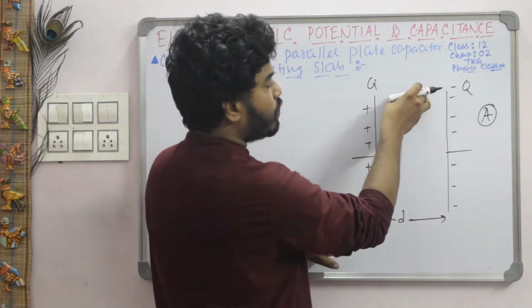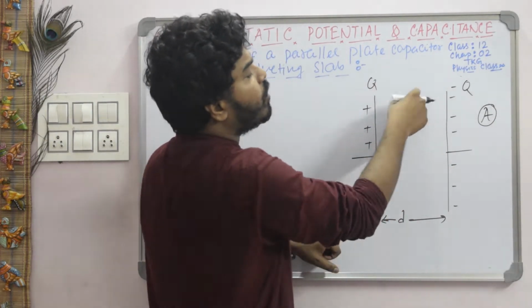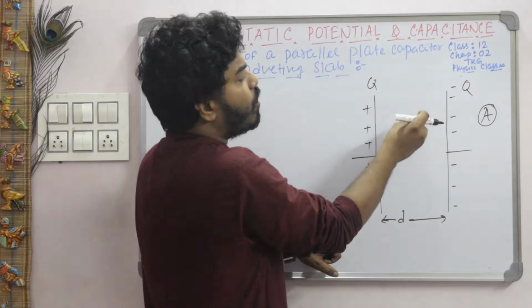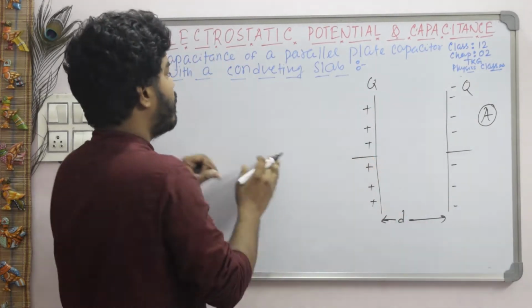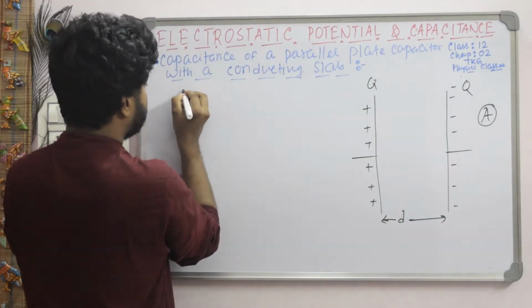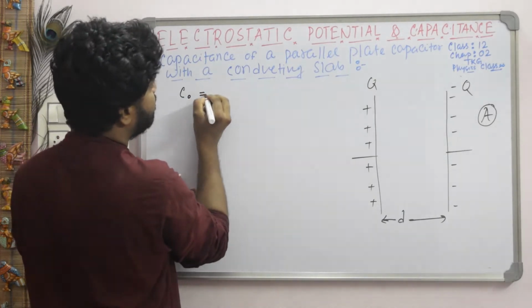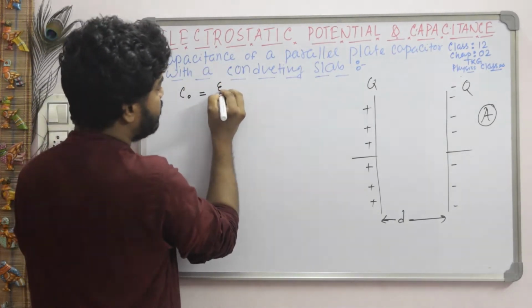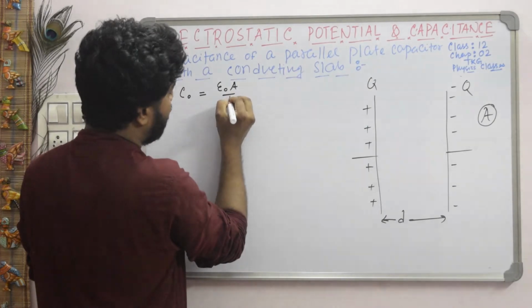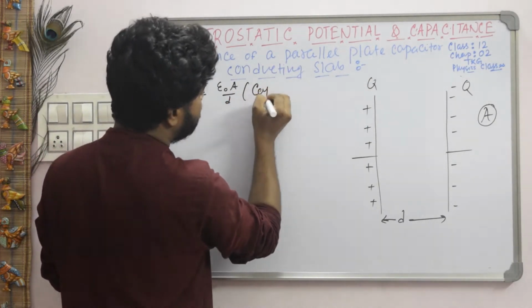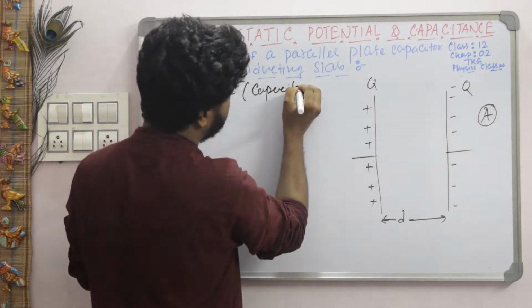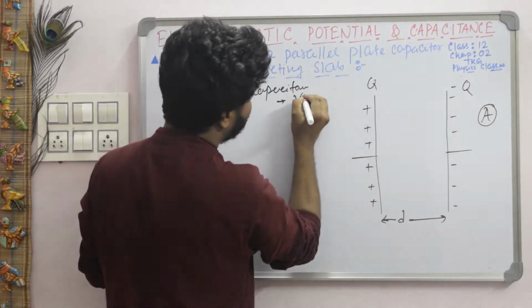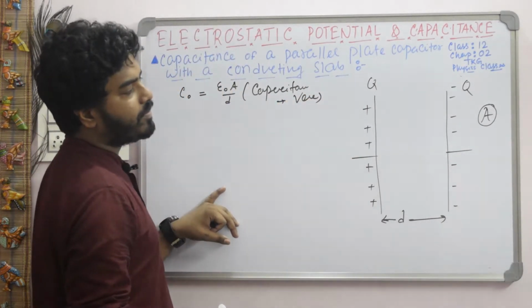Now in this case, when there is no dielectric or conducting slab, that is, there is vacuum, what is the capacitance? All of you know the expression of capacitance. Suppose this capacitance is represented by C naught and the expression is epsilon naught A by d. This is the capacitance when there is a vacuum between the plates, right?